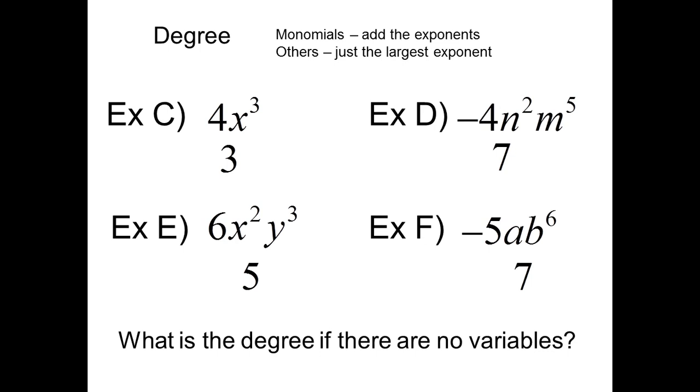So the question is, what is the degree if there are no variables? We kind of talked about it earlier. If there's no variables, there's no exponent, or technically an exponent of 0. So if there's no variables, the degree is 0. It's called a constant, which means it doesn't change, it stays the same.